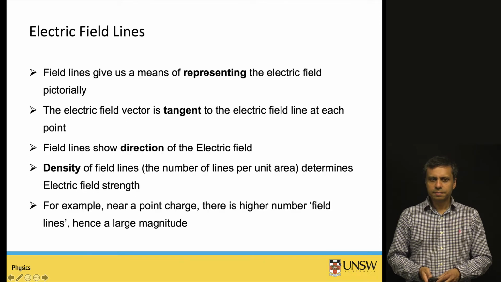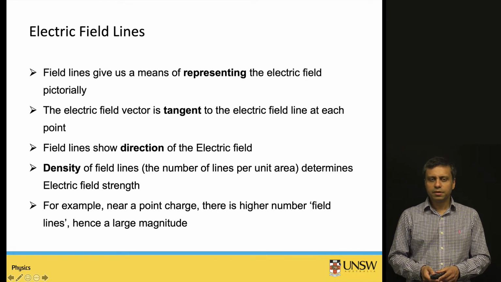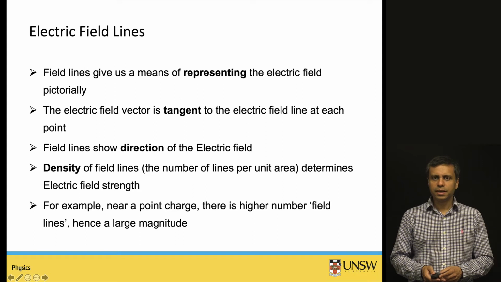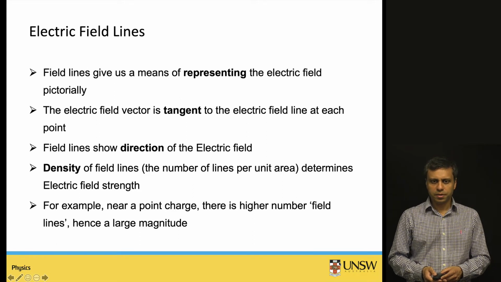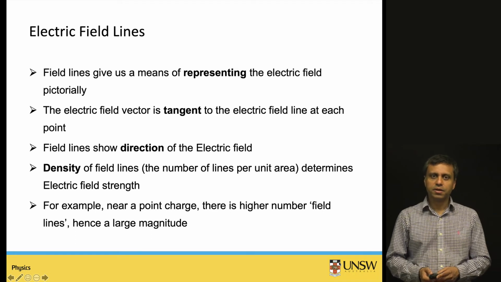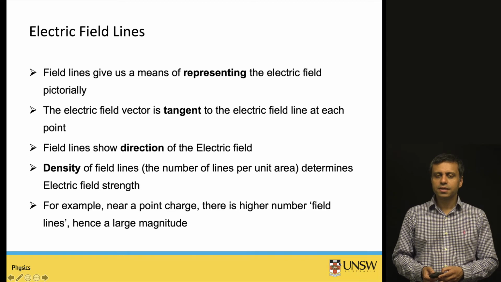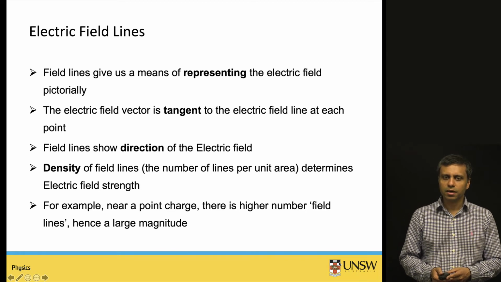Electric field lines. So we use electric field lines to represent the electric field pictorially. Field lines show the direction of the electric field. The electric field vector is tangent to the electric field lines at each point. So the density of the field lines, that is the number of lines per unit area, determines the strength of the electric field. So if the density is large, then the electric field is stronger in that region.